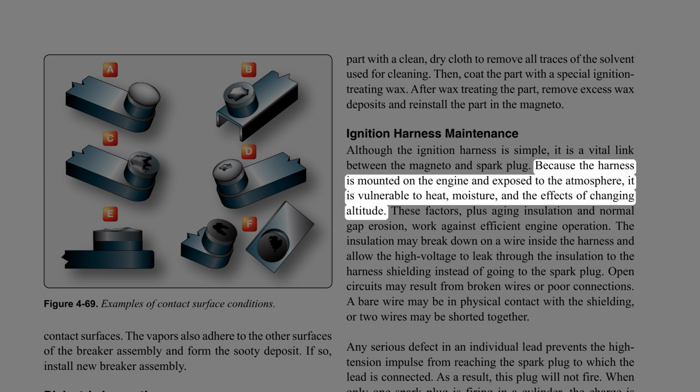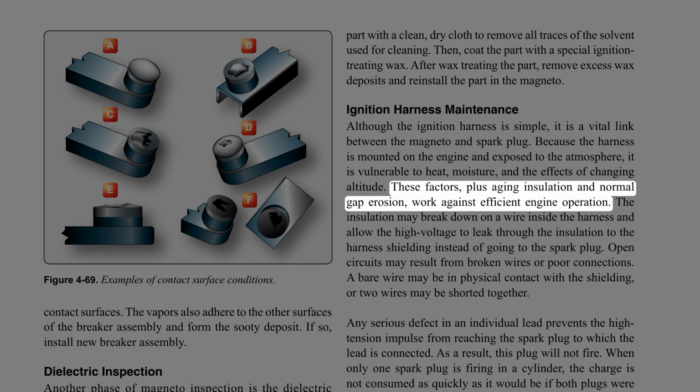Because the harness is mounted on the engine and exposed to the atmosphere, it is vulnerable to heat, moisture, and the effects of changing altitude. These factors, plus aging insulation and normal gap erosion, work against efficient engine operation.